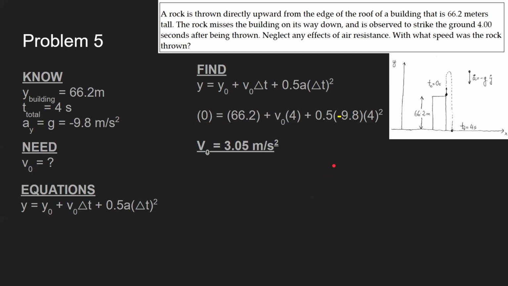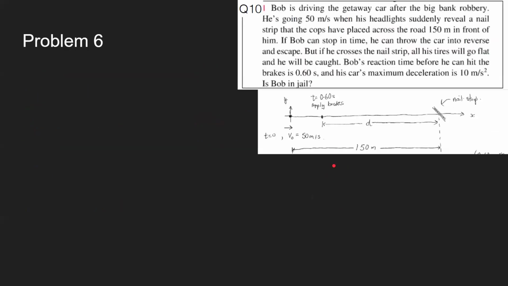Okay. Why is it not going to the next slide? All right. Bob is driving a getaway car after a bank robbery. He's moving 50 meters per second when his headlights reveal a nail strip that the cops placed across the road 150 meters in front of him. If he can stop in time, he can throw his car in reverse and escape. But if he crosses the nail strip, his tires will go flat and he'll be caught. His reaction time before he can hit the brakes is 0.6 seconds. His maximum deceleration is 10 meters per second.